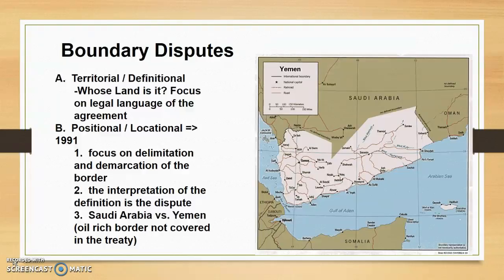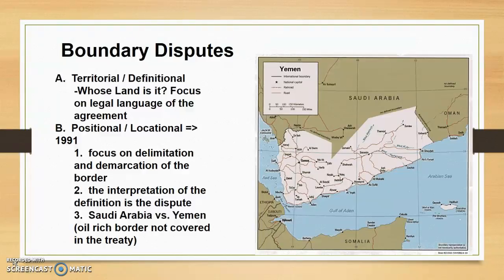Our second type of border disputes are positional or locational border disputes, and these focus on the delimitation and the demarcation of the border. To delimit the border is to draw it on a map, so it focuses on where we are drawing the border on the map. To demarcate means to mark it on the ground itself. A great example of demarcating the border, since we're in Western Washington State, would be the Peace Arch between the United States and Canada. That's a way of demarcating where the border is. Delimiting, on the other hand, if we're looking at a map, is where we draw the border along that 49th parallel between the U.S., specifically Washington State, and Canada.